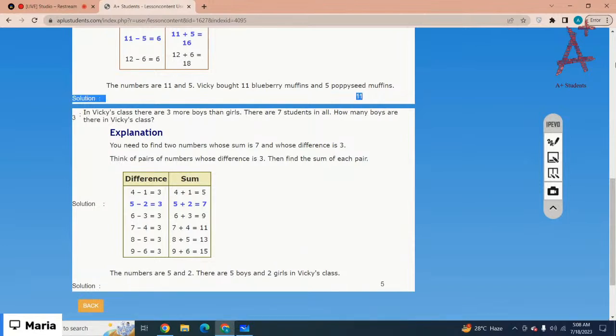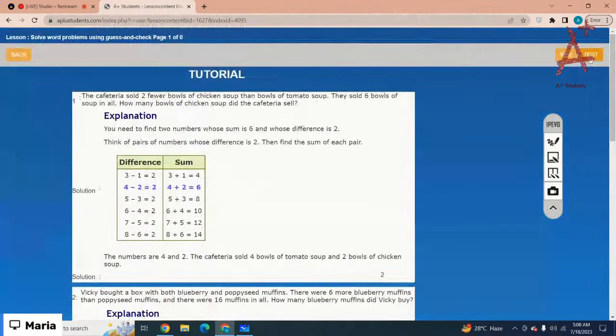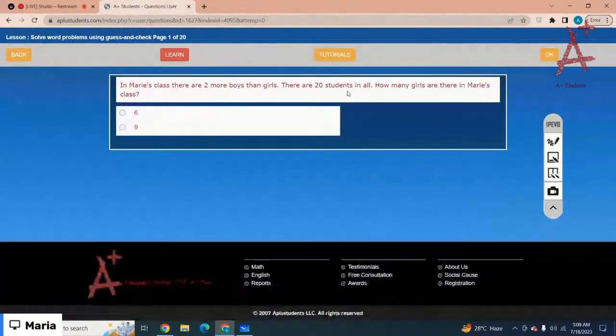Let's just start with the practice questions. Basically, the basic thing in these questions is you have to understand the statement. Be careful when reading the statement. Okay, in Mary's class, there are 2 more boys than girls. There are 20 students in all. How many girls are there in Mary's class?